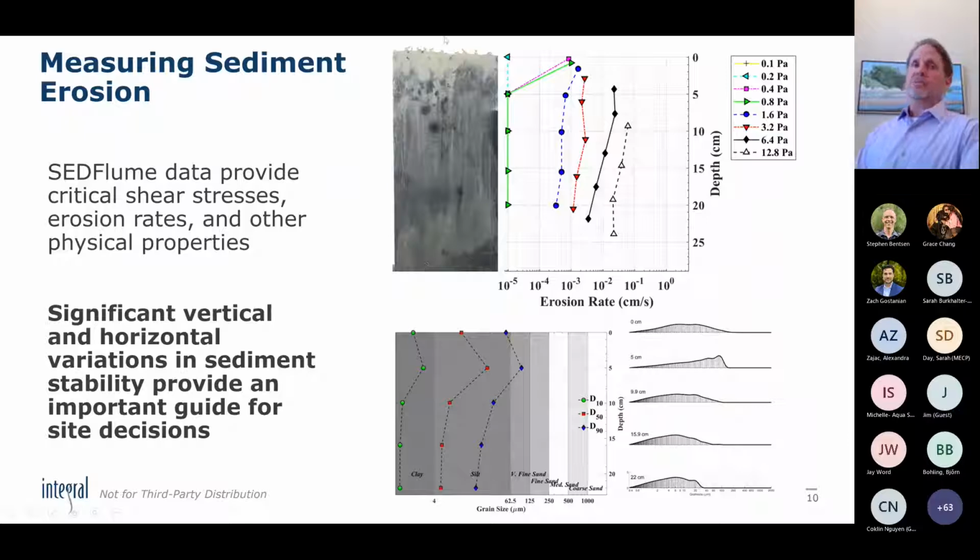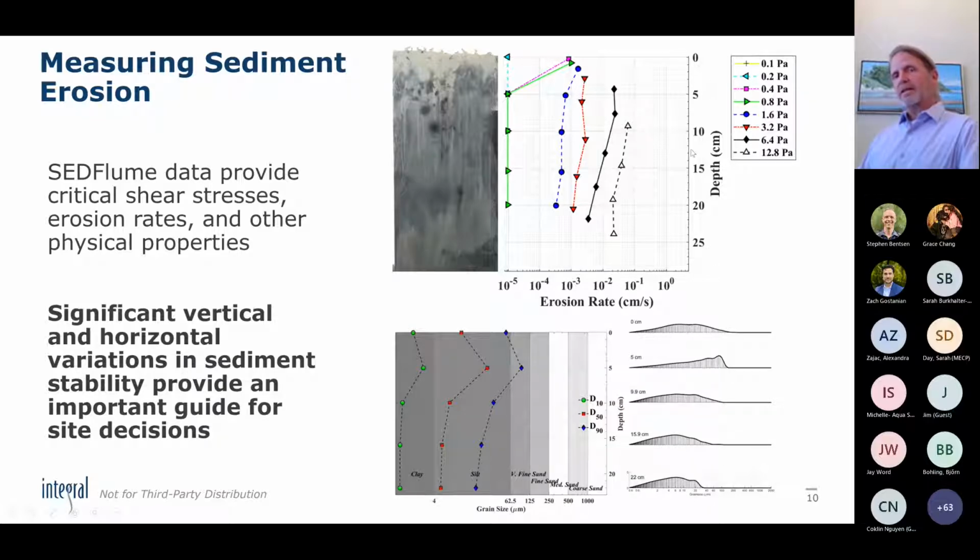Here's a core from San Francisco Bay. And here we can see there's actually a lot of worms in the top of this core. We have a few centimeters of that lighter colored oxidized sediment and layering of darker and lighter sediments as we move out. The erosion rate is plotted along here.